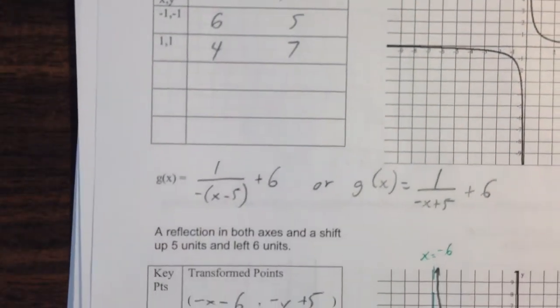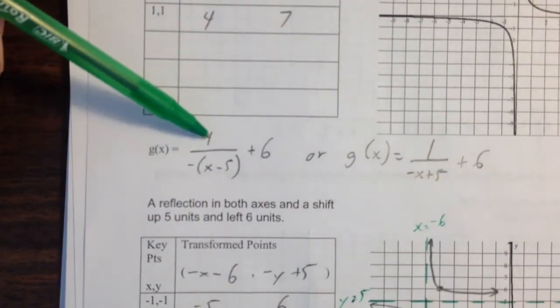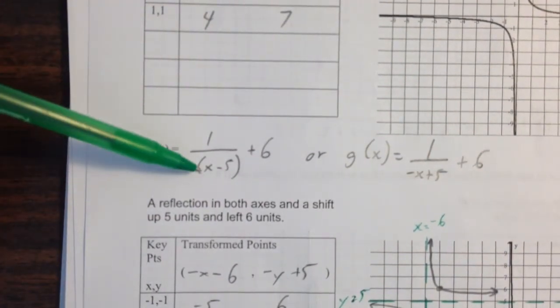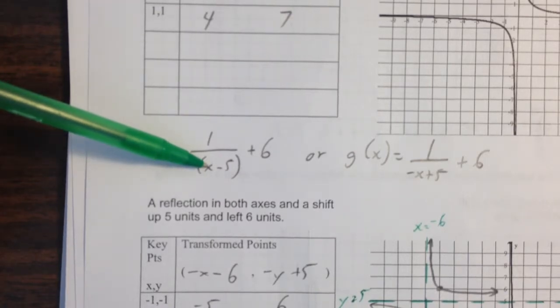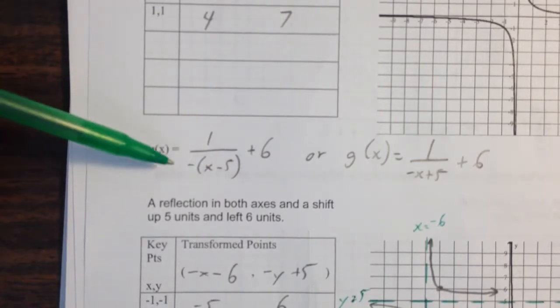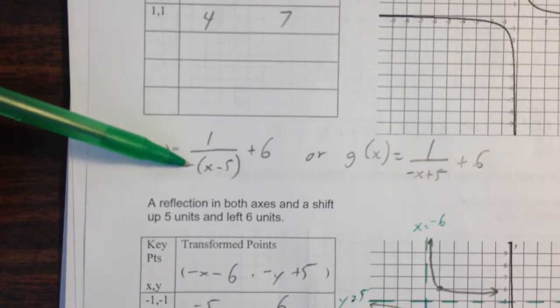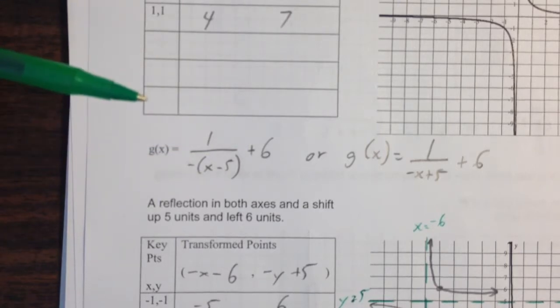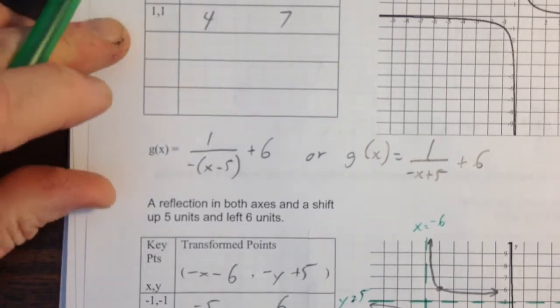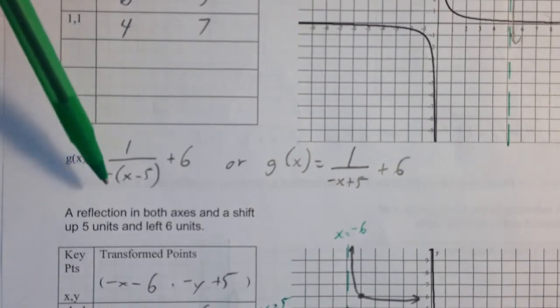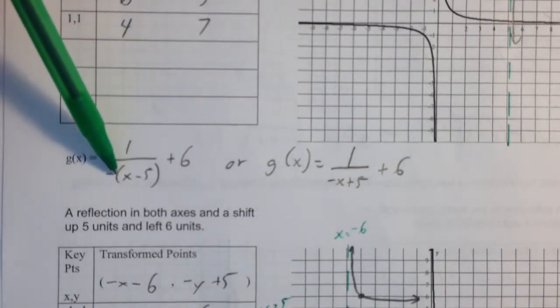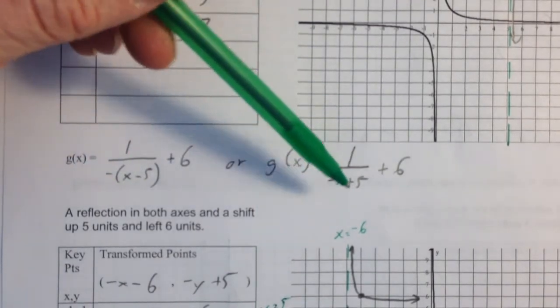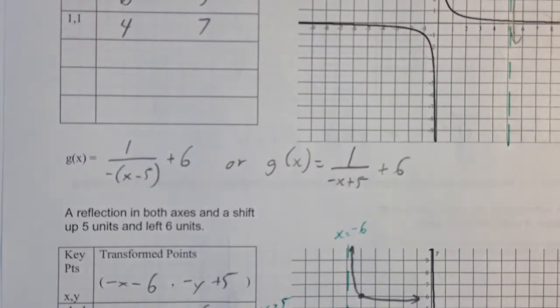For the function definition, it's going to look like a reciprocal. It's x minus 5 because we are moving to the right. We multiply this x expression by -1 because it's a reflection in the y-axis, and we add the 6 for the vertical shift up 6 units. Or we can simplify it by expanding out the negative on the bottom, and you get -x plus 5 on the bottom.